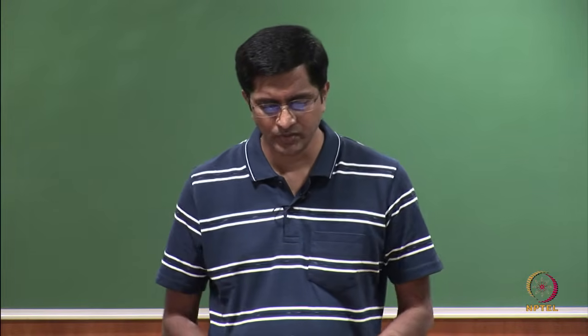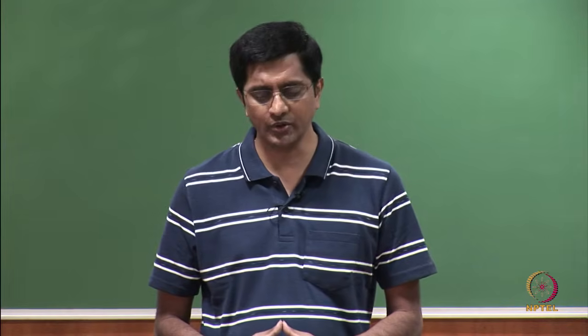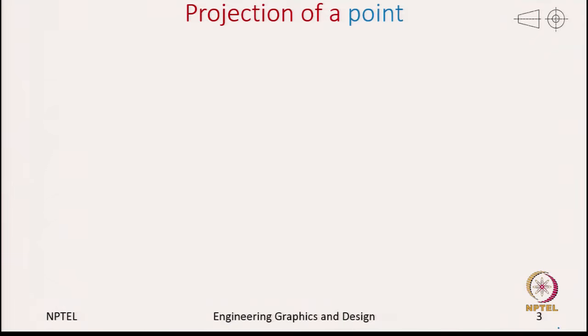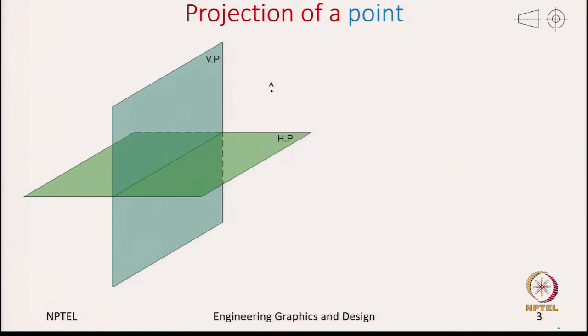So, let us start with the simplest of the projections, which is the projection of a point. So, here I will be showing you, to the top right corner we have a symbol for the projection. From looking at that, we should now know this is a first angle projection. So, here is the point A, which is in the first quadrant, which is above the horizontal plane by 40 units, and it is in front of the vertical plane by 50 units.